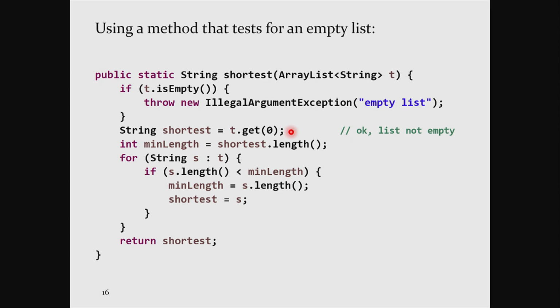I don't need an else, no. So if the list is empty, the exception is thrown, the method stops. Right? So I don't need the else in this case. You can put it in if you want to, but you don't need it. If it's empty, the exception gets thrown and the method stops, and then if it's not empty, you just keep on going after here.